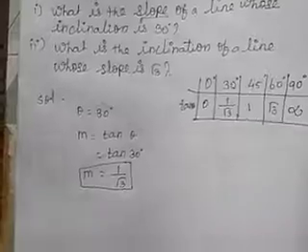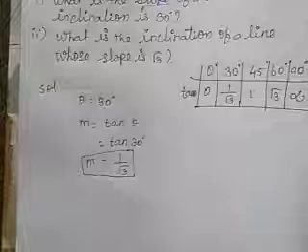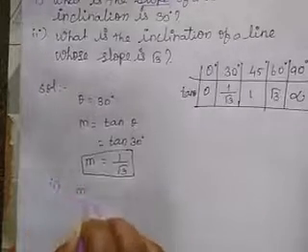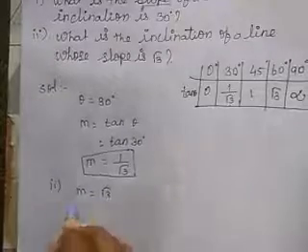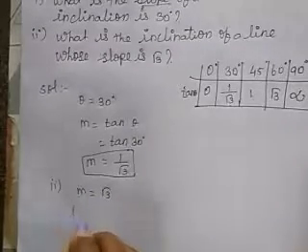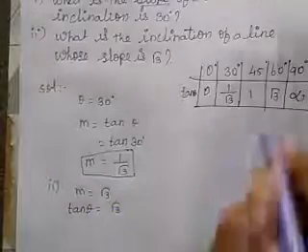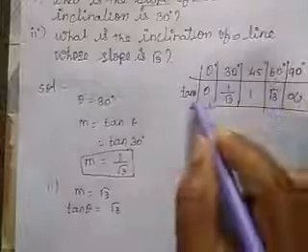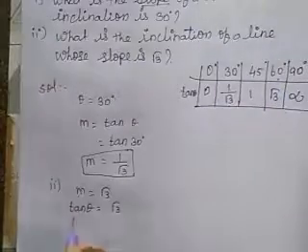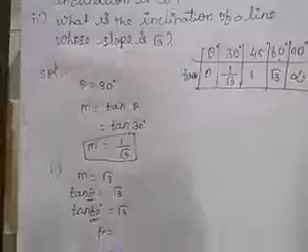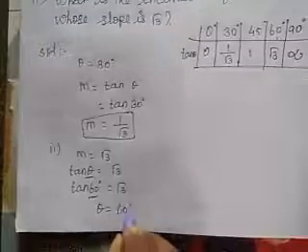The next question is, what is the inclination of a line whose slope is root 3? So the slope m is equal to root 3 is given. We know that m is equal to tan theta. Tan theta is equal to root 3. What is the value of theta for root 3? That is 60 degrees. So tan 60 degrees is equal to root 3. Then theta is equal to 60 degrees.